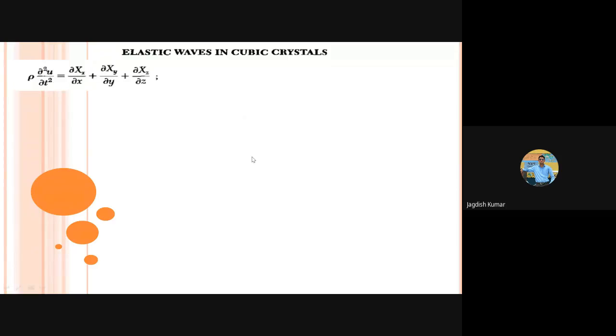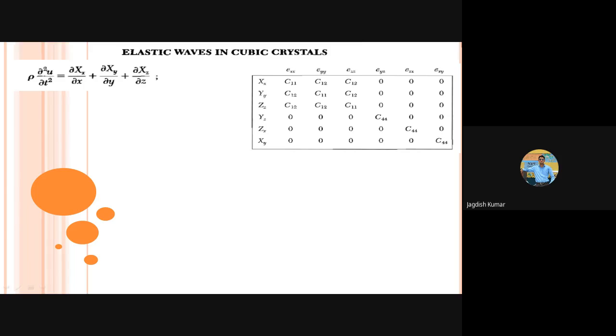So, this is going to be the equation of motion, as I have already discussed. Now, I hope you remember the relations between stress and strain for a cubic crystal. Now we shall be applying those stress-strain relations for cubic crystals.